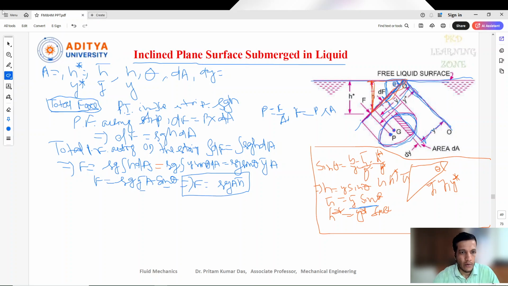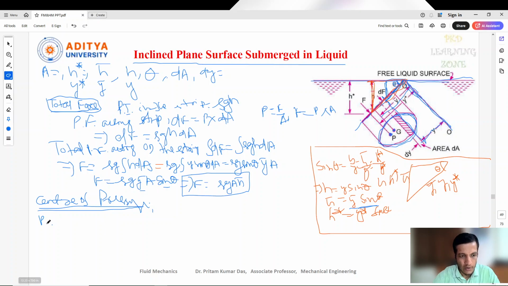Now we'll go for the calculation of the center of pressure. The center of pressure involves similar considerations, but here we need to consider the moment. So first let's see the pressure force.